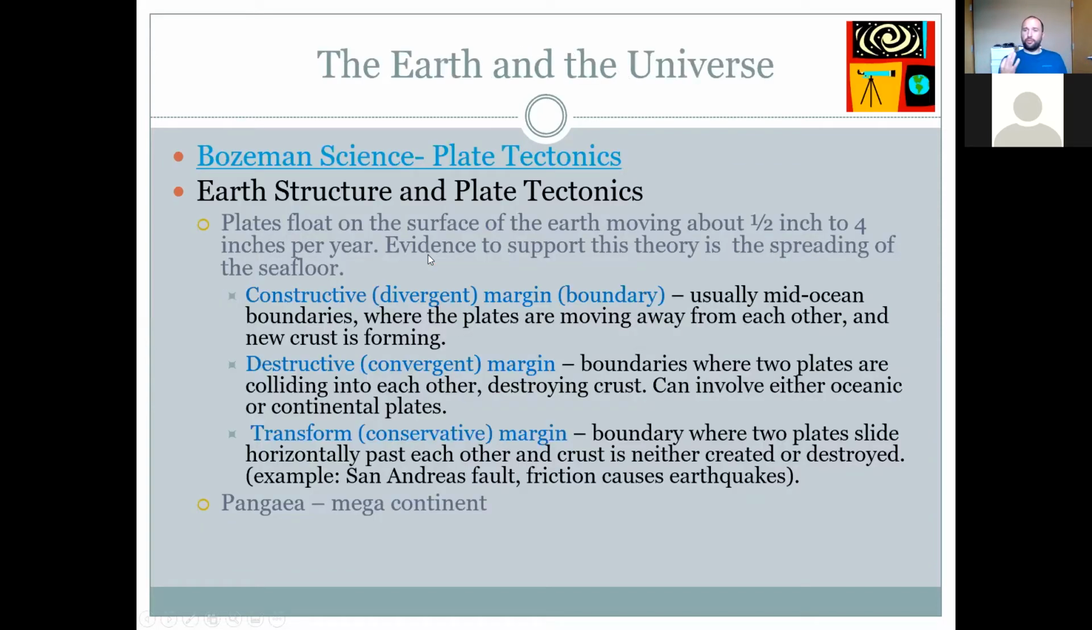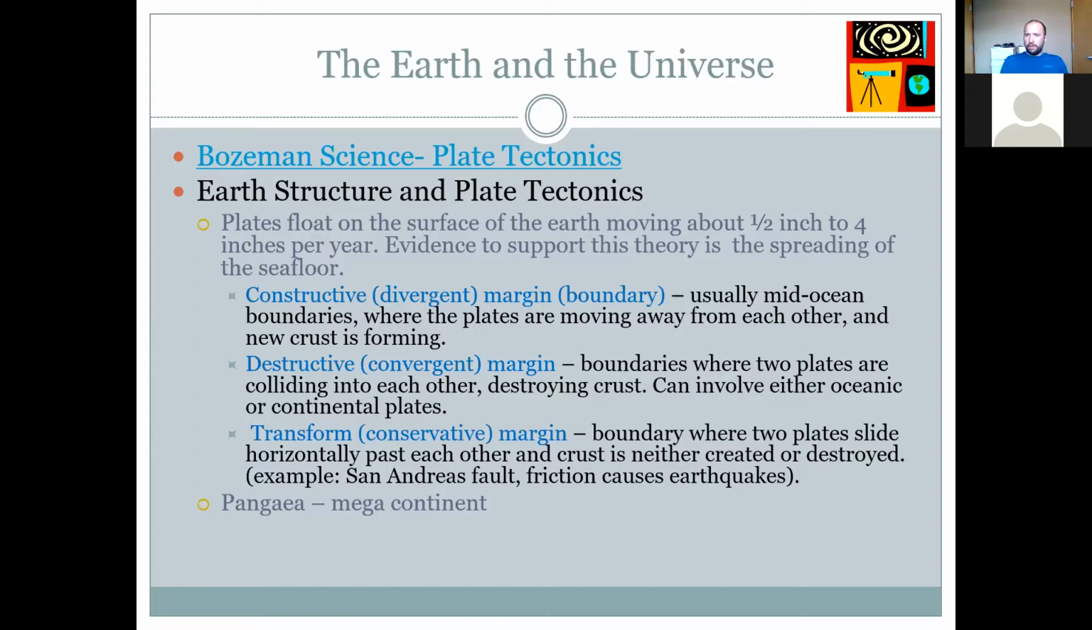There are essentially 3 different types of plate boundaries. The first is a constructive or divergent boundary. They're 2 different terms for the same thing, and I'll explain why. To diverge means to move away from or pull apart, right? So a divergent plate boundary is where you have 2 plates moving away from each other, okay?